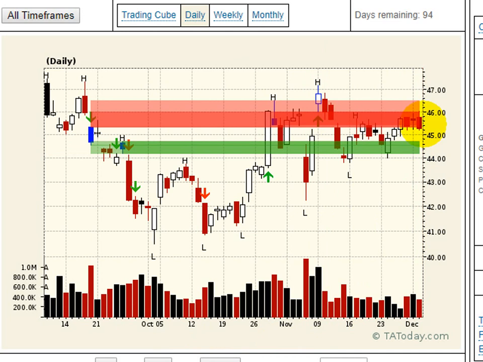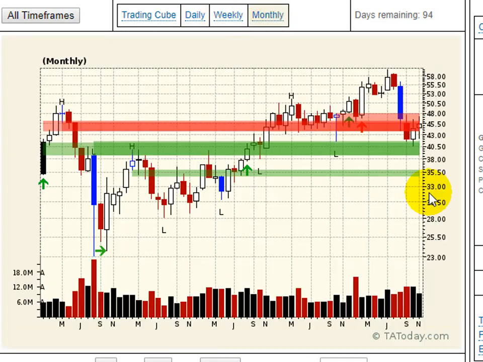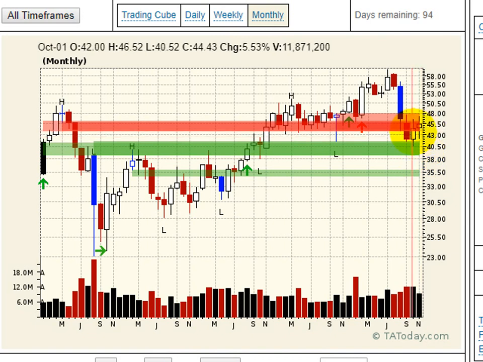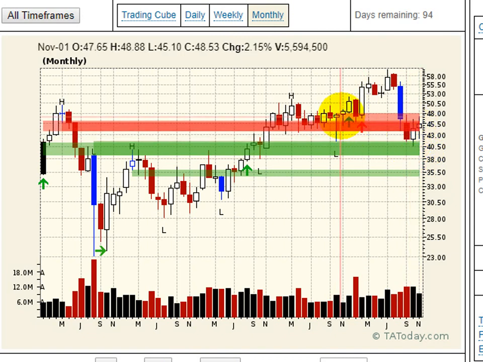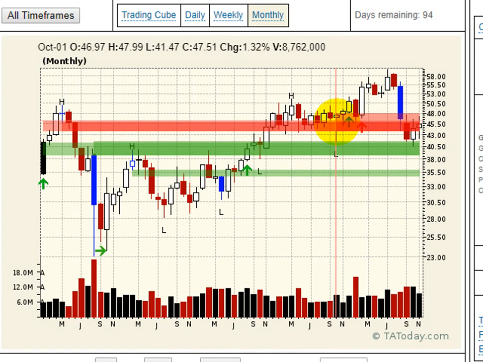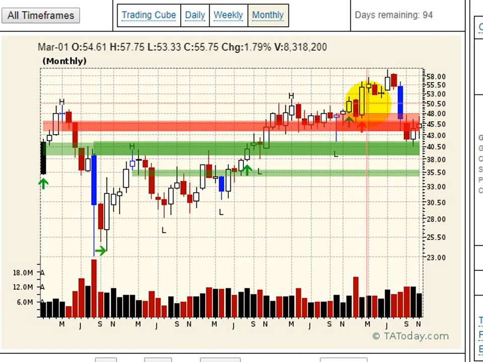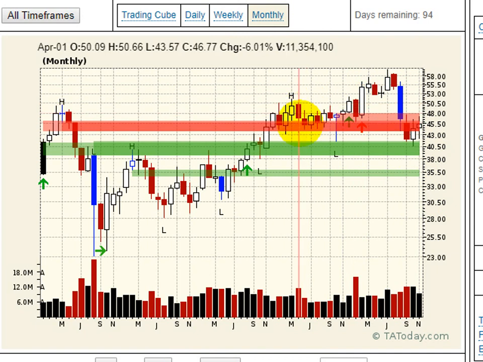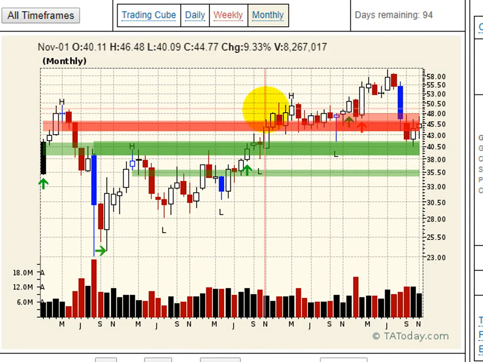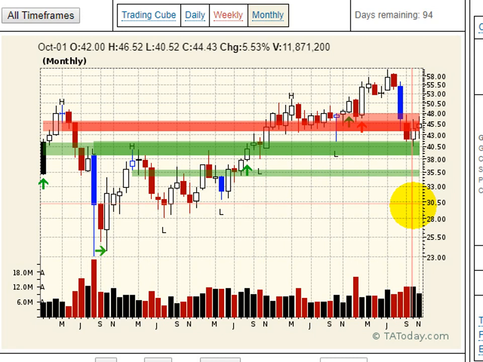Okay, so is there anything here to tell me? We just changed months, so I'm going to look at the monthly. And nothing going on there. Again, could come back to the top of this. That's about 48, pretty easy. And yeah, so let's go to the weekly. See what's there.